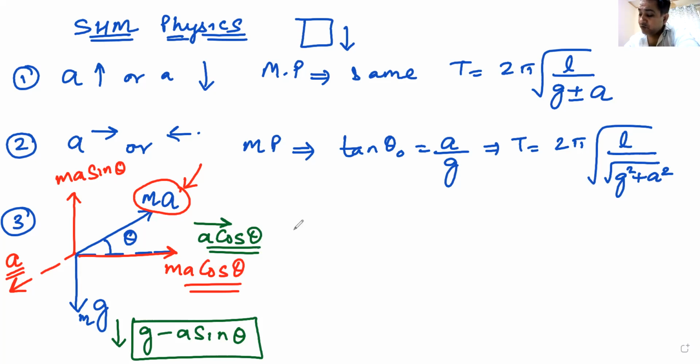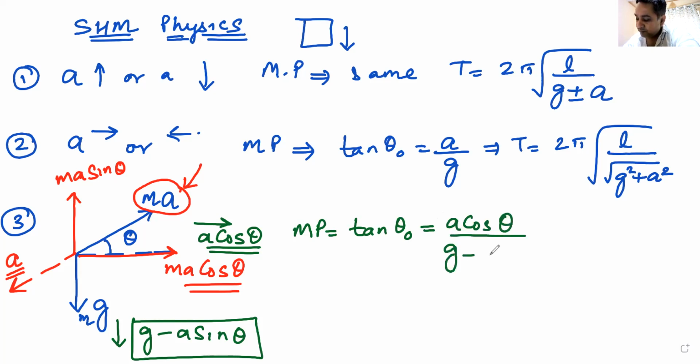Can you tell me what will be the new mean position? And maybe if you're lucky, you'll just get this same question in the examination hall. What will be the new mean position? Anyone? Remember, I have drawn the diagram of the pseudo force, not the acceleration. Acceleration is in the other direction. The new mean position would be a cos theta upon g minus a sin theta.